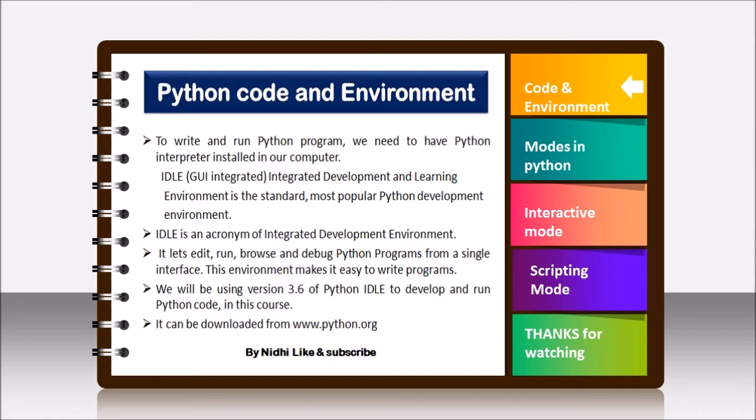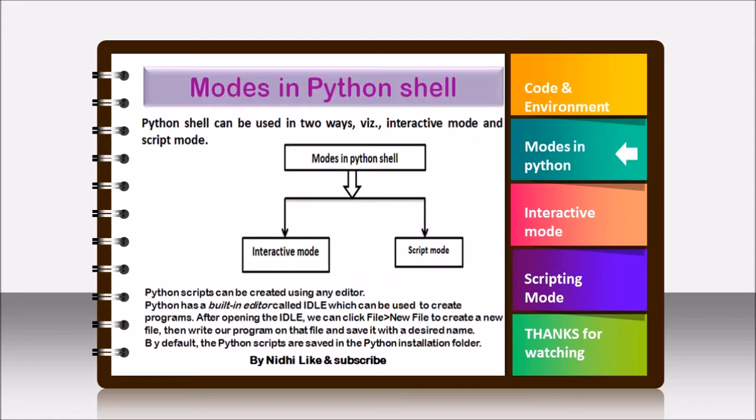Now, modes in Python shell, that means execution modes. Python has two modes: first is interactive mode and second is scripting mode. In interactive mode we have an environment that acts like a calculator and gives us a result instantly. Scripting mode is the mode where we write the whole program, save it with a .py extension, and after saving we can run it with the run option.